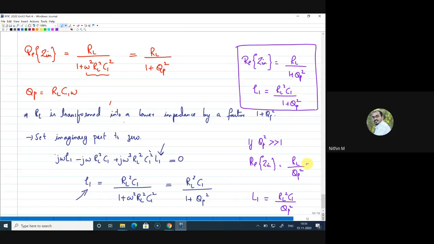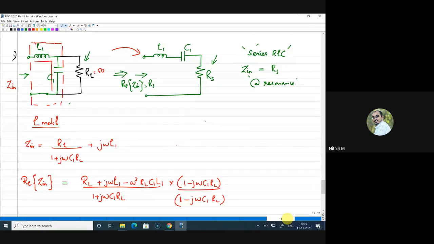Or how can I write this in a more compact way? Because QP is RL C1 omega, 1 by QP square can be written as 1 divided by RL into C1 square into omega square. This is the real part of impedance, and L1, if I modify, is equal to 1 by C1 into omega square. All right, I hope this is clear. So we have used an L match.